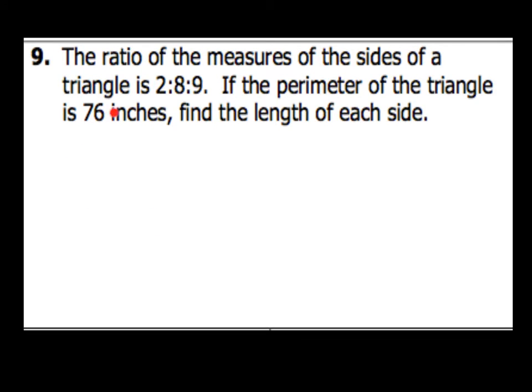Reading the question carefully, the ratio of the measures of the sides of a triangle is 2 to 8 to 9. If the perimeter of the triangle is 76 inches, find the length of each side. So what is it that we know? We know we're not dealing with angles, so we shouldn't even write 180. But we do know we're dealing with the sides of a triangle, and there are 3 sides. So we have something plus something plus something, and it all adds up to 76.